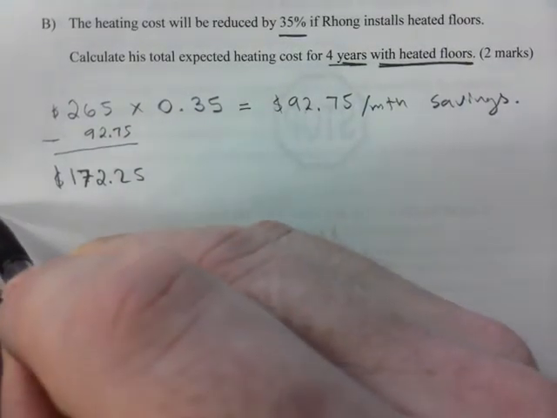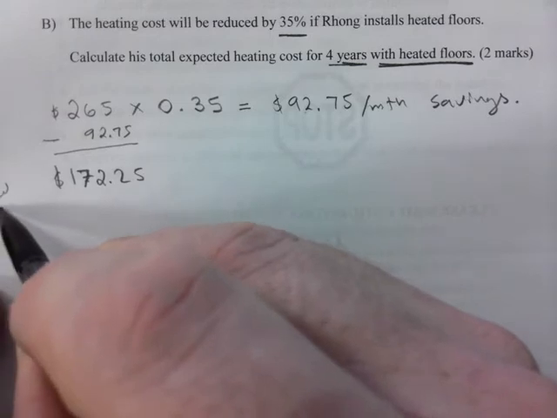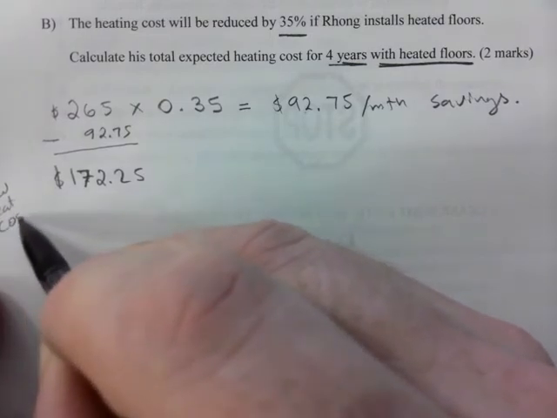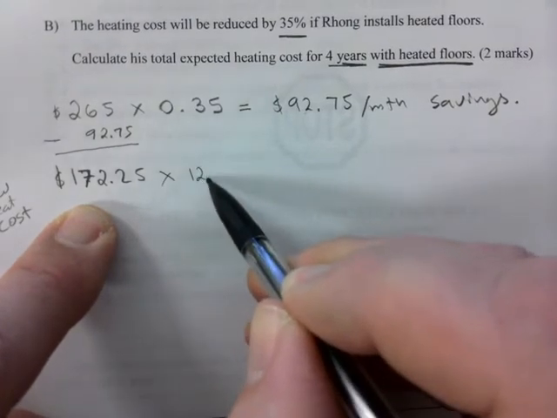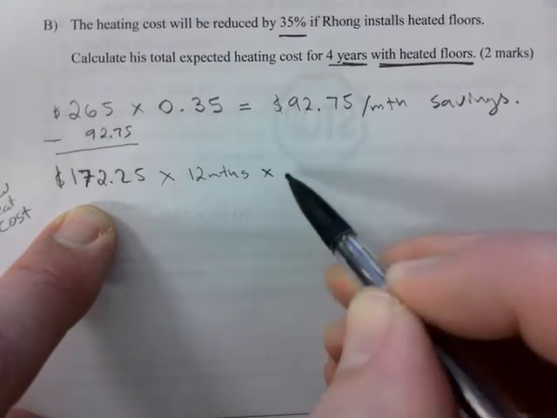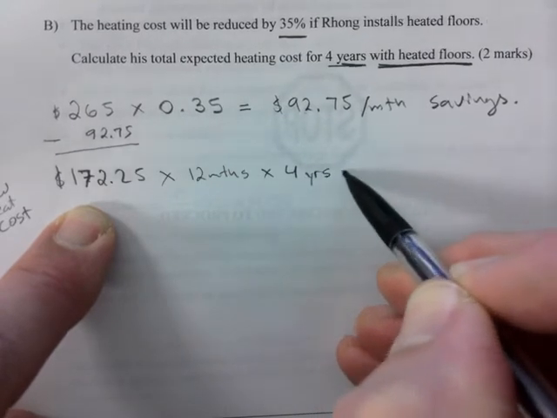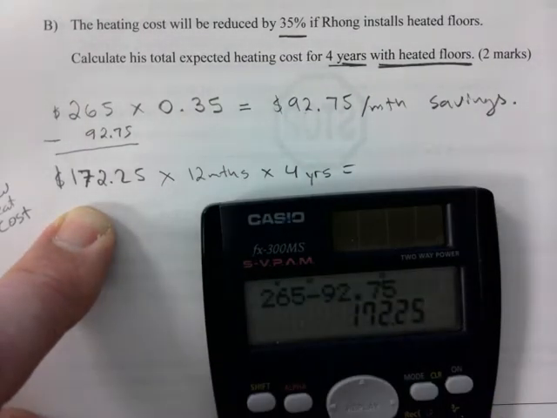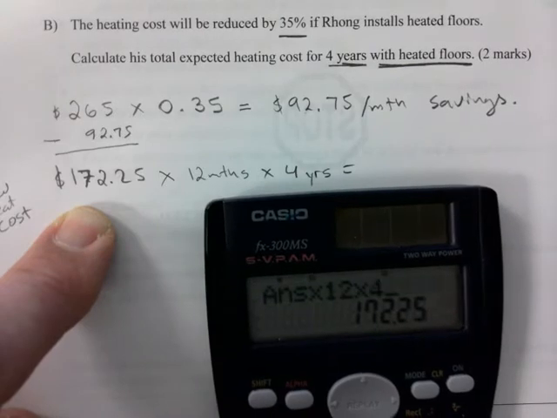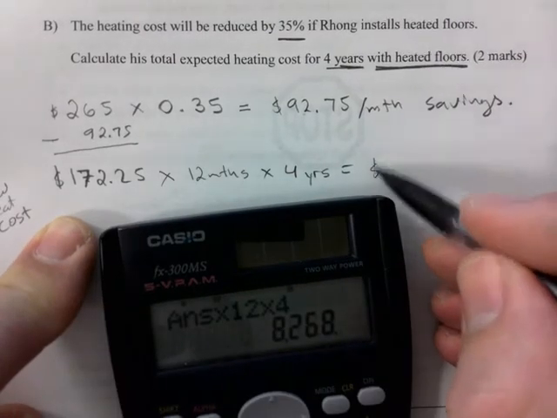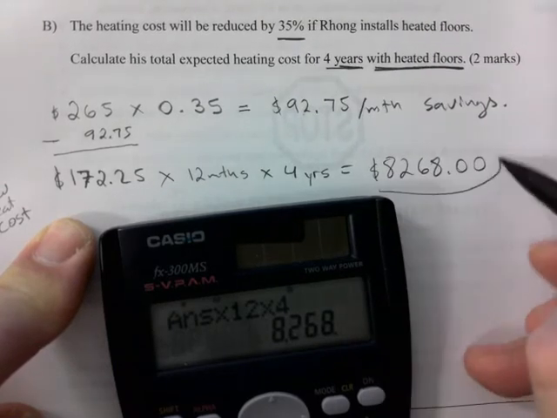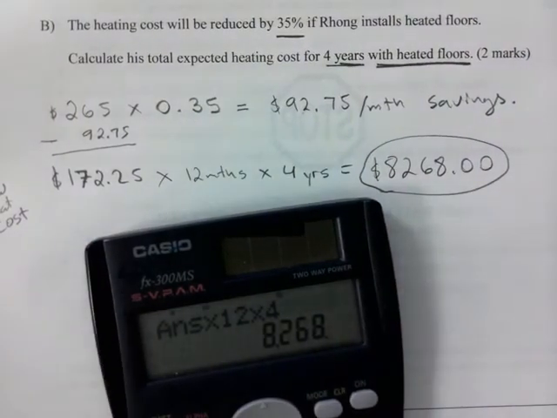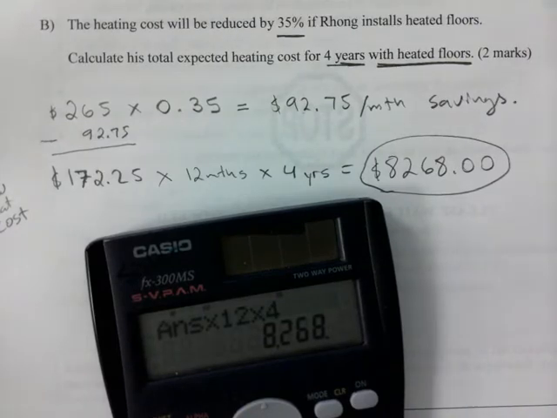Right, this is the new heating cost. So we're going to multiply that by 12 months, and then by 4 years. I'm going to leave that on my calculator, go times 12, go times 4. So it's now 8,268. That's how much his heating cost would be now.